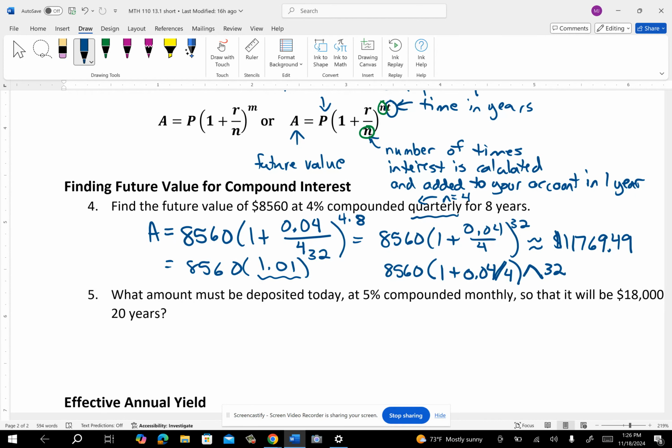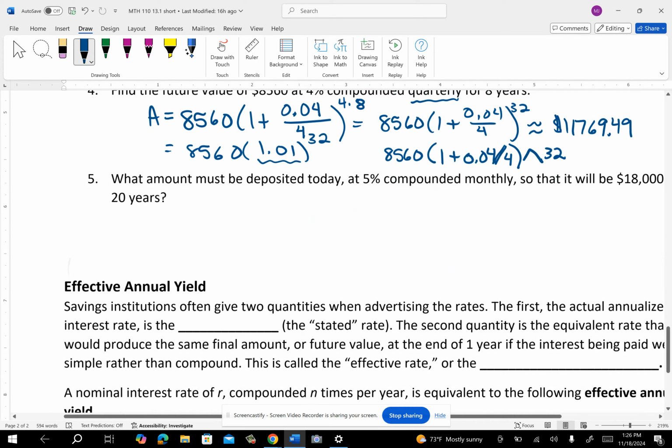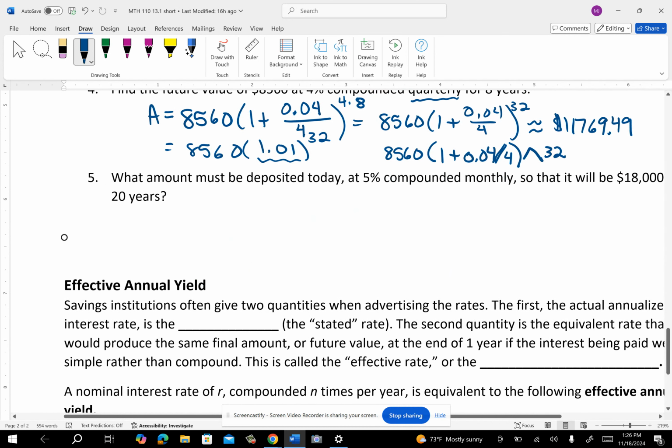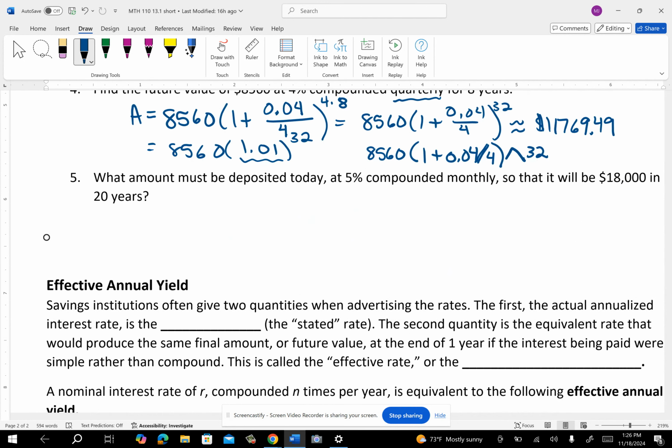All right, now for problem number 5, this time we want to know what we have to deposit today so that in the future I'm going to have $18,000. Okay, so when I'm thinking about that, the 5% would be 0.05. That's my R. Okay, my T would be the 20 years. I'm going to leave the money there for 20 years. The N, because it says monthly, would be 12. And then the tricky part is the 18,000, that's your A. That's how much you want to have in the future.